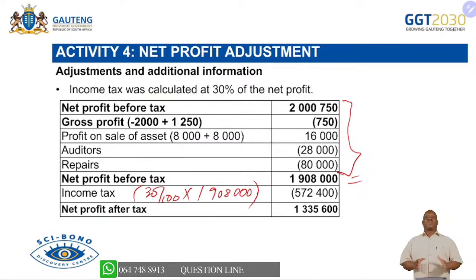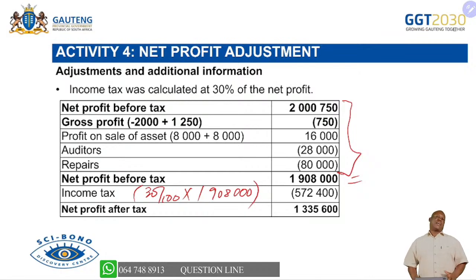Remember, when it comes to the provision for bad debts adjustment, we are only interested in the adjustment, in the difference between the provision that was there at the start of the year and the new provision that you have calculated. When there's an increase, it is income. When there's a decrease, it is an expense. A provision, when it increases, is an expense. When it decreases, it's going to be income.